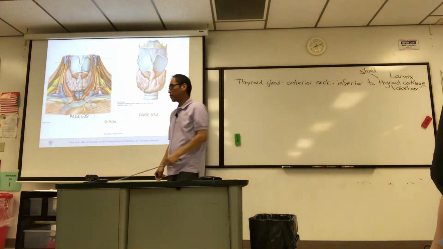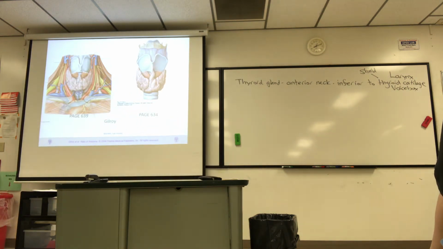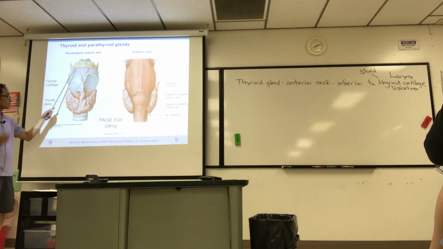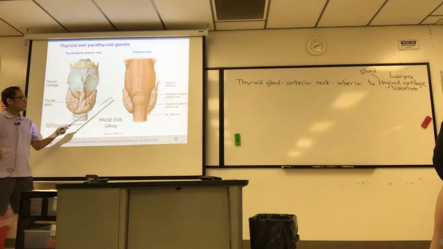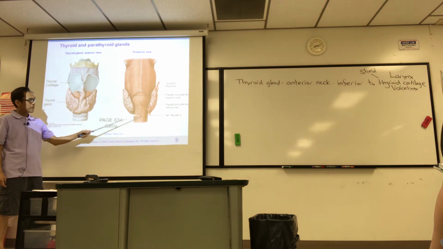So that's the location of the gland. Here's a picture where you can see it from the anterior view, just below the thyroid cartilage. That's the hyoid bone. This is a posterior view. These are the constrictor muscles of the pharynx of your throat, and that's the esophagus there.